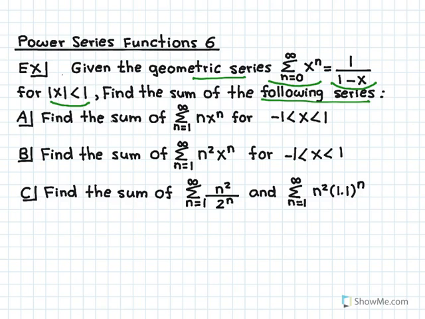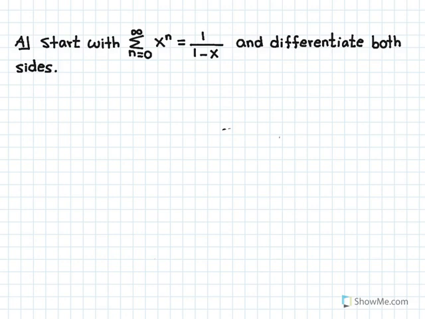Question A, find the sum of summation n equals 1 to infinity, n times x to the power of n. Question B, find the summation of n equals 1 to infinity, n squared times x to the power of n. Question C, find the sum of summation n equals 1 to infinity, n squared divided by 2 to the power of n, and summation n equals 1 to infinity, n squared times 1.1 to the power of n. Let's start with question A first.